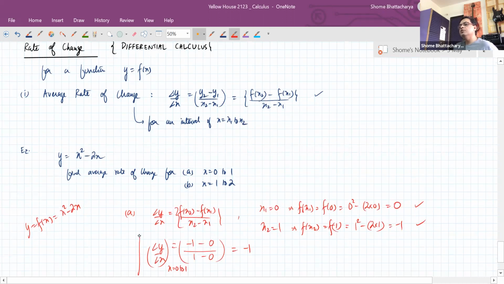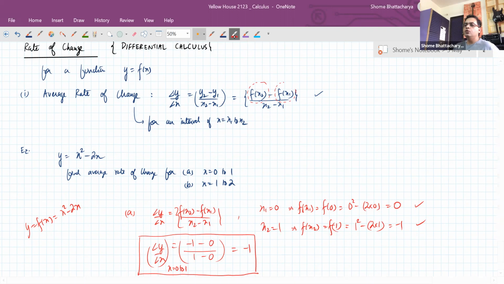Okay, so this is how we implement the formula for average rate of change. It is (y2 minus y1) upon (x2 minus x1), where y2 is the value of the function at the point x2, and y1 is the value of the function at x1, divided by the interval. Just make a quick note of this if you like, and work out this second part and send me the answer, preferably on chat message, so that others also have a chance of calculating it.